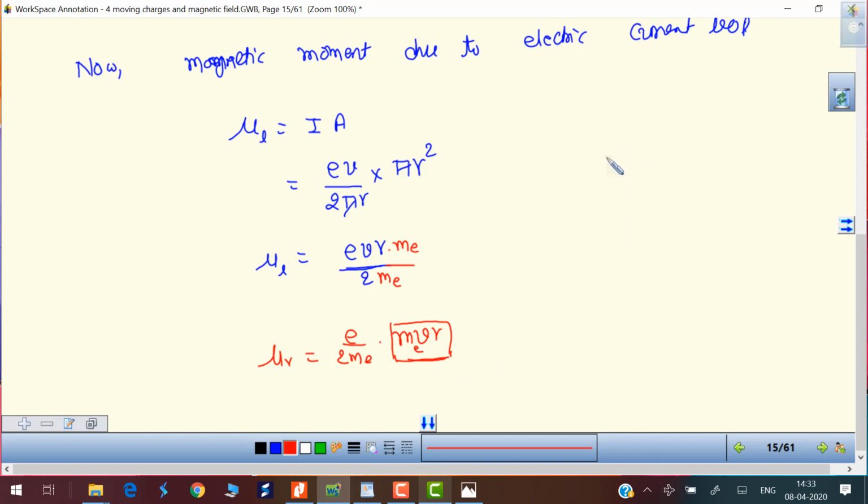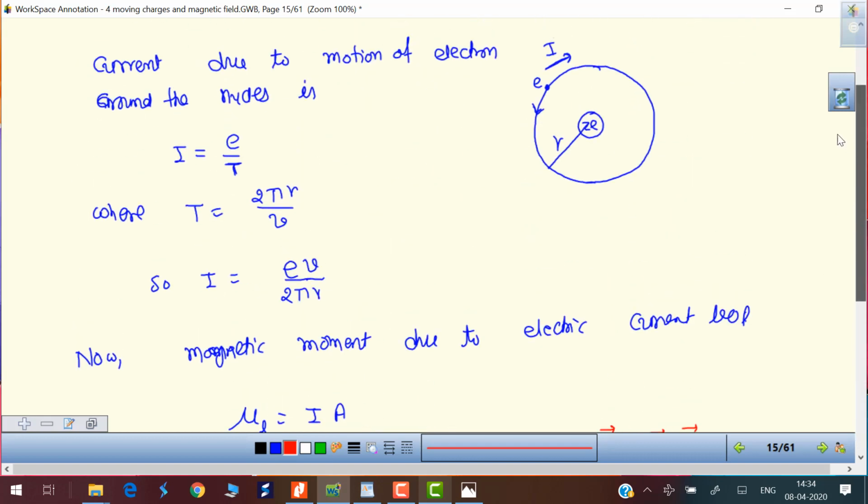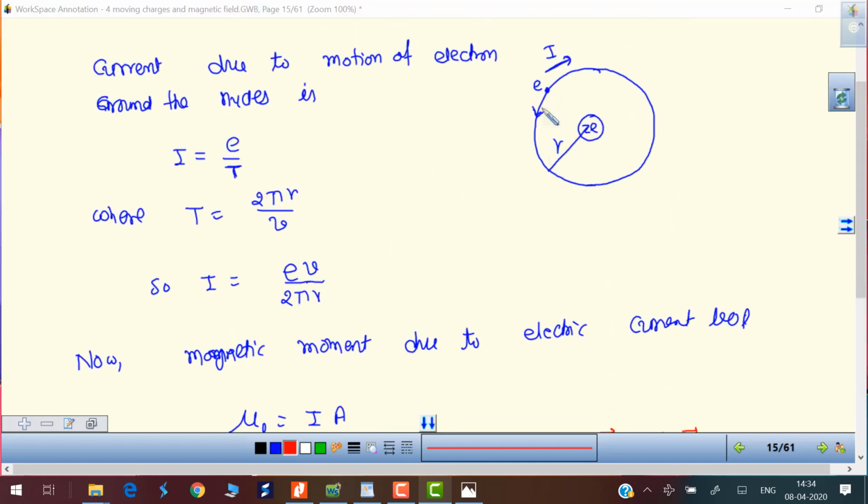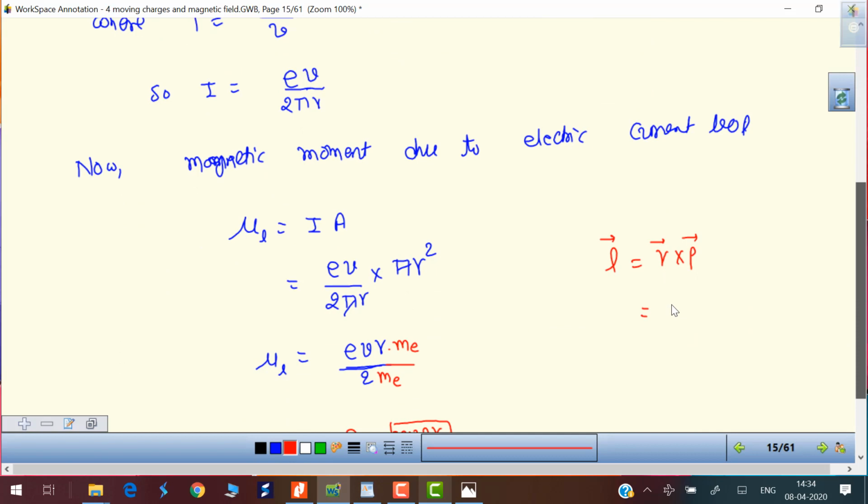Okay. Angular momentum is equal to what? R cross P. R is the radius here and P is the linear momentum in this direction. The angle is 90 degrees, so we write R P sin 90. P is equal to m v. So R m v. So angular momentum is m v R.